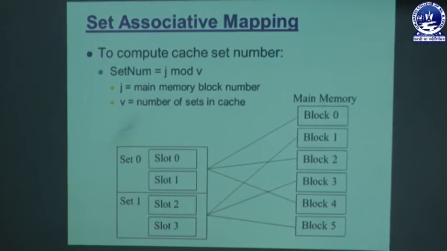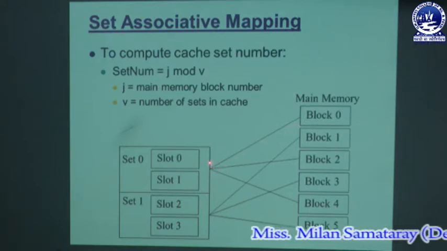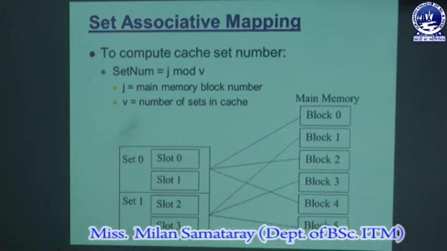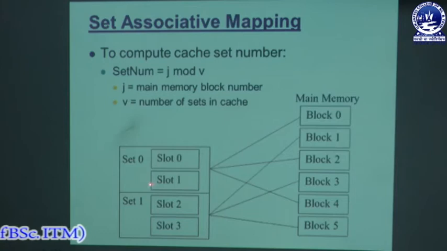So to compute the cache set number, in direct mapping we compute the cache line number, but here we have to compute the cache set number. That means a block has to be assigned to any line of that set. Here you can see it is 2-way set associative mapping. Here there are 2 sets and each set contains 2 lines.